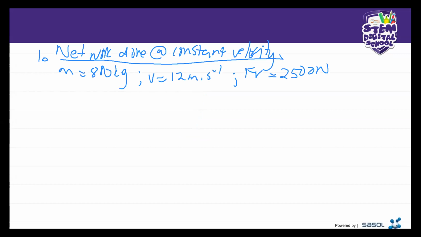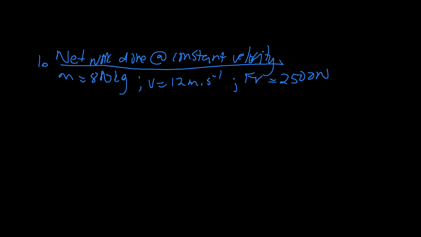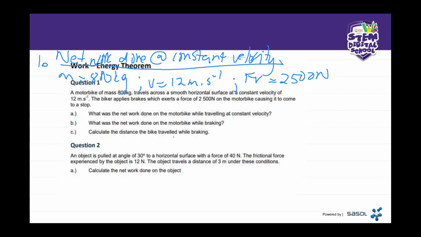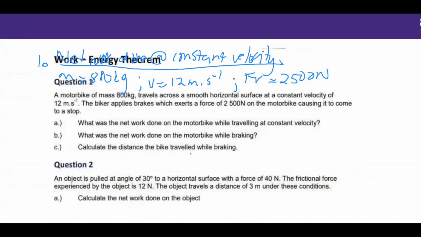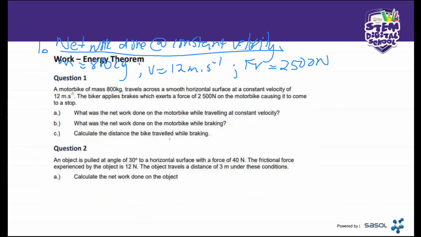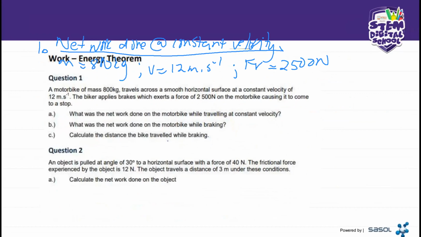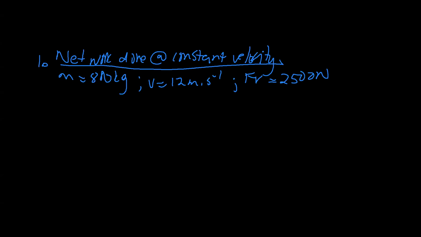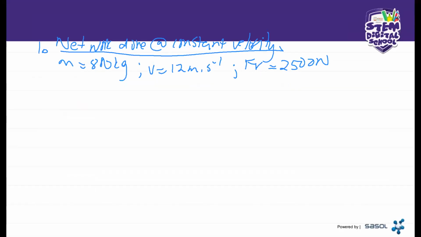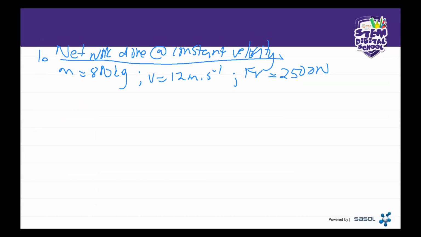So let's go back to the question and what the question wants. It says here, what is the net work done on the motorbike while traveling at constant velocity? So let's see how we work this one out. So number A, we're looking for the net work done. So A, the net work done, what do we know?